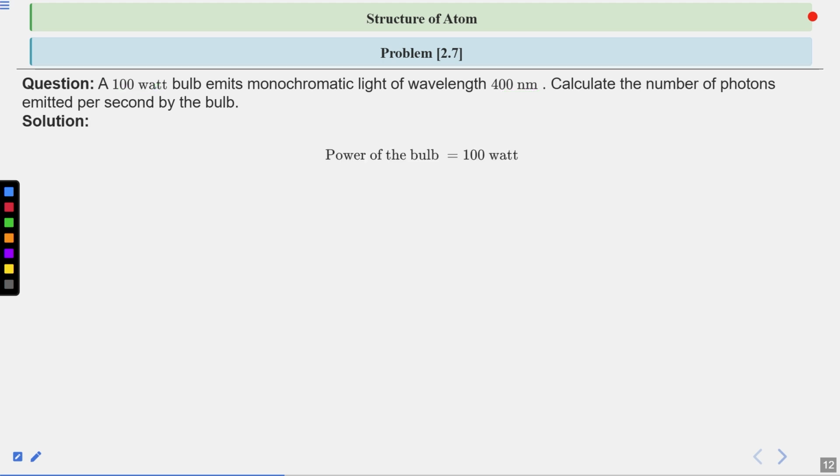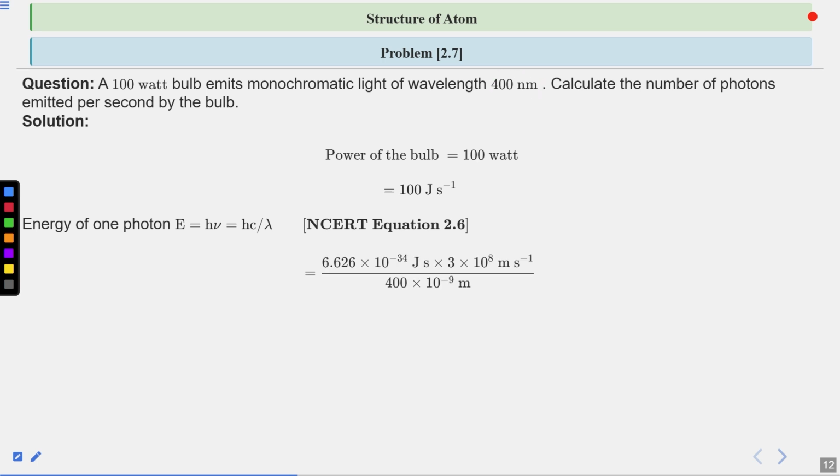How will we solve it? We know that the power of the bulb is 100 watt. What does it mean? We know that power is also simply joule per second. That means it is emitting 100 joule of energy per second. Now, what is the energy of one photon? Very simple to calculate. Use the wavelength formula. Just put the values here and you will get it as 4.969 into 10 to the power minus 19 joule.